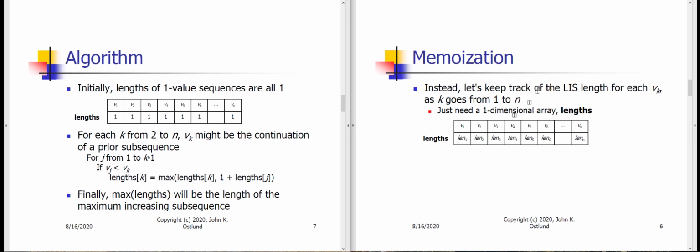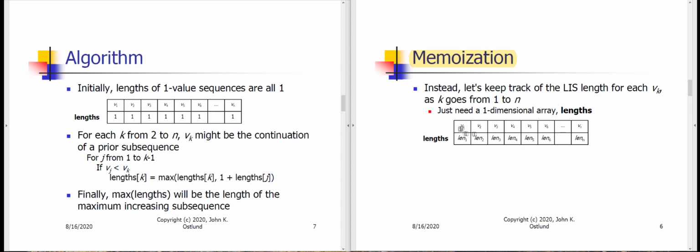So what we're going to do to memoize this, to create a dynamic programming solution, is just create a one-dimensional array to keep track of the lengths of longest increasing subsequences that end at a particular index. Now, as I said, if we only have one value in our sequence, then the length of the longest increasing subsequence has got to be 1.